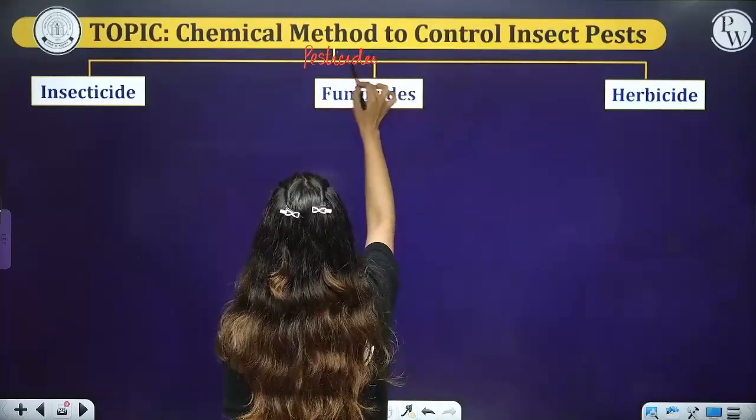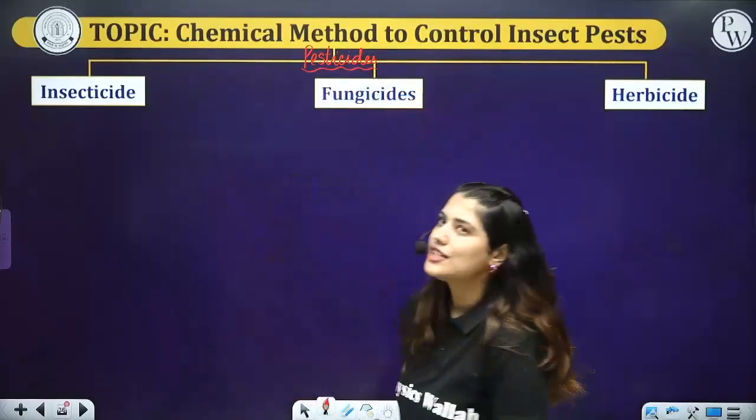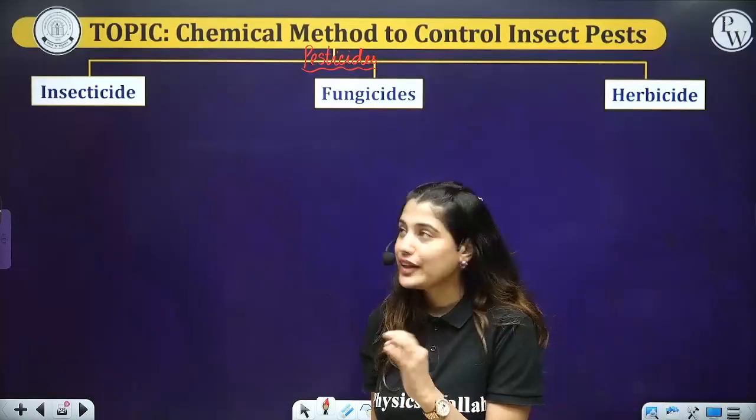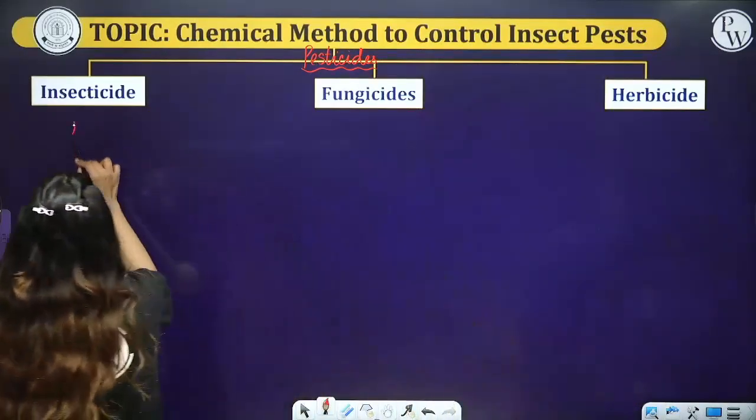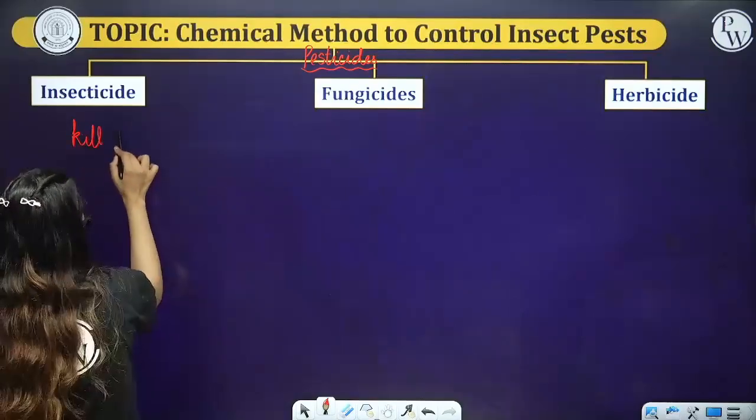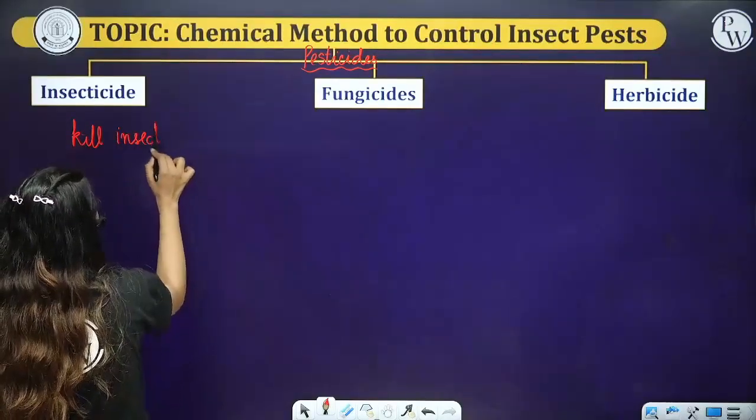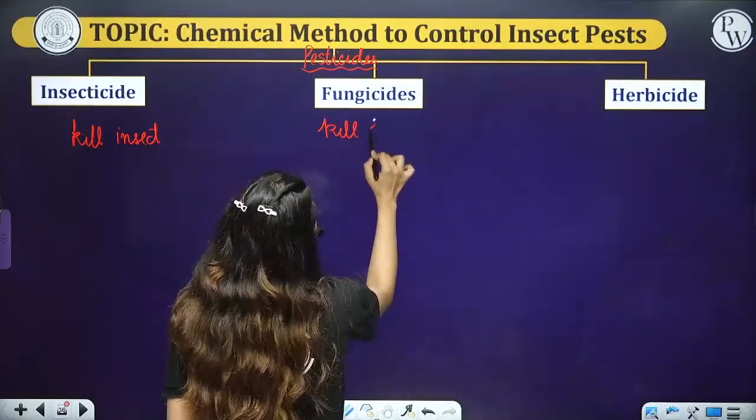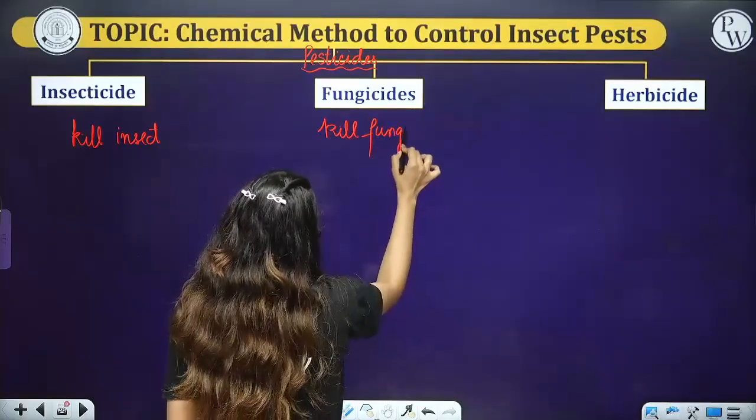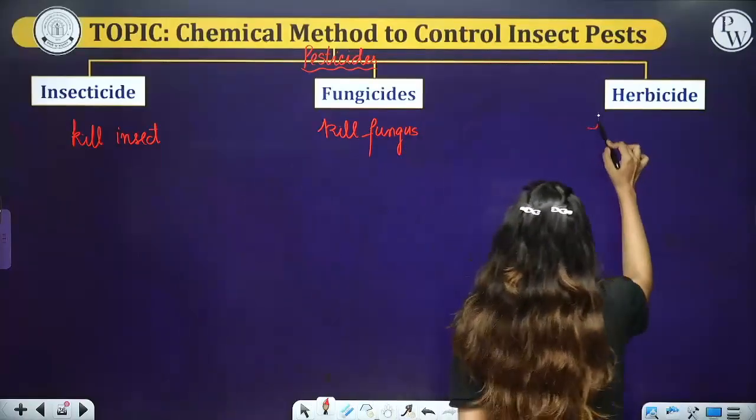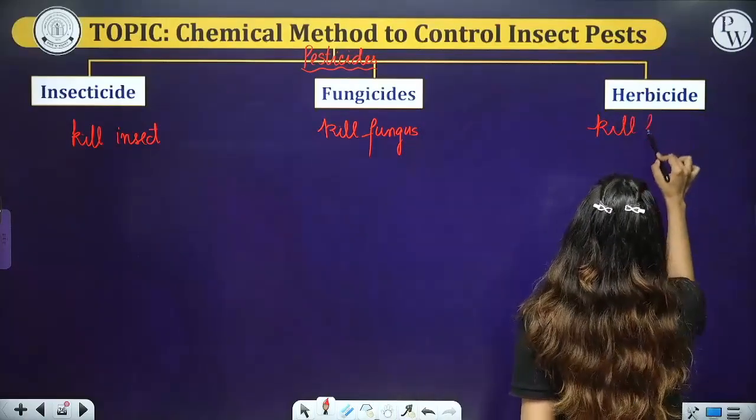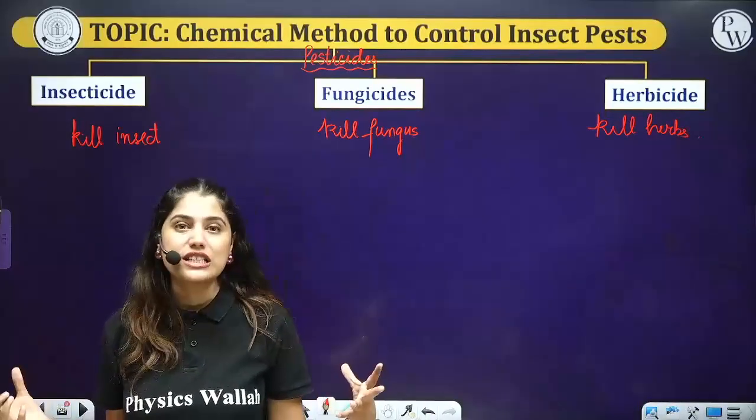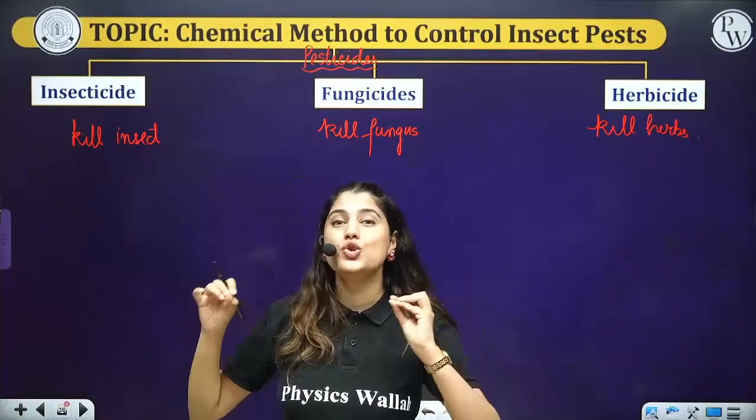So pesticides are the chemical substances which kill the particular pest, right? Insecticide will kill the insects. Fungicide will basically kill the fungus. And herbicide, yes, you guessed it right, it's going to kill the herbs, right? So basically these are nothing but the chemical substances which are going to kill the pest.